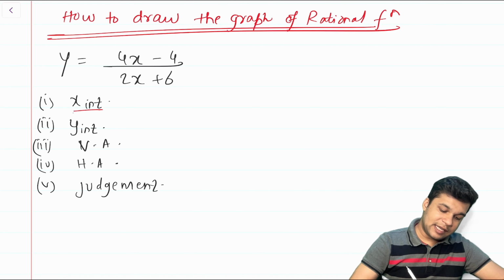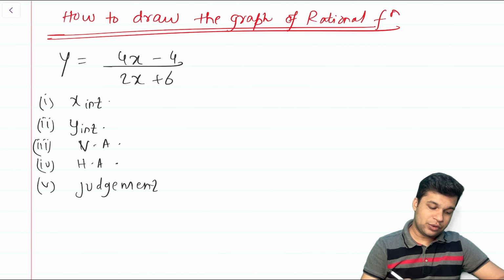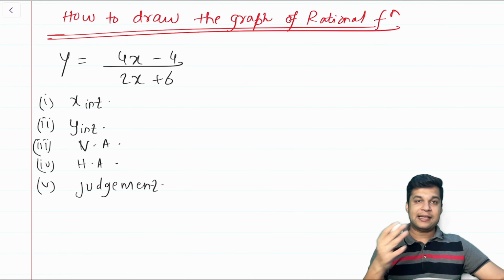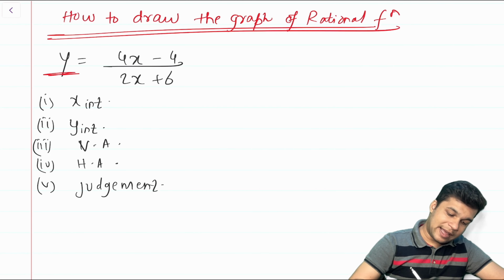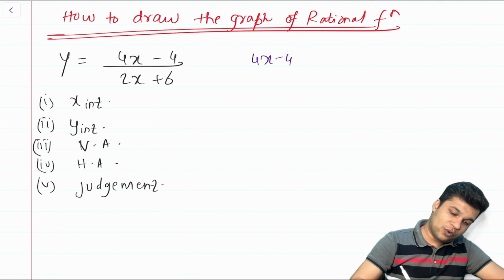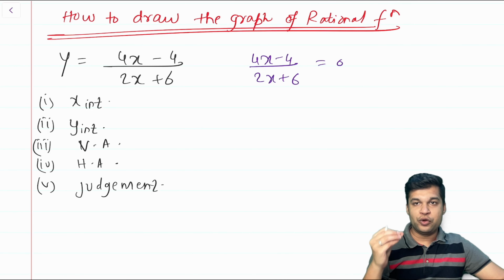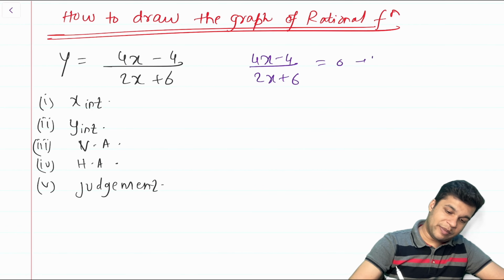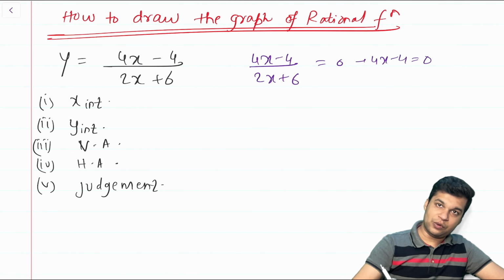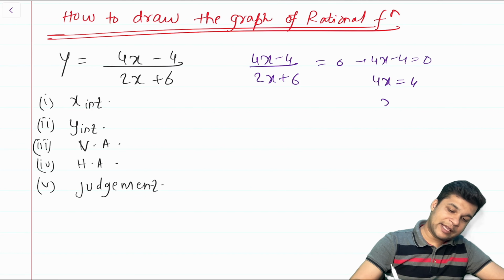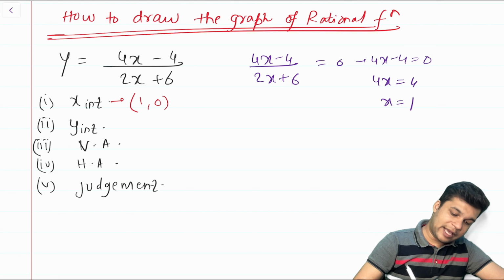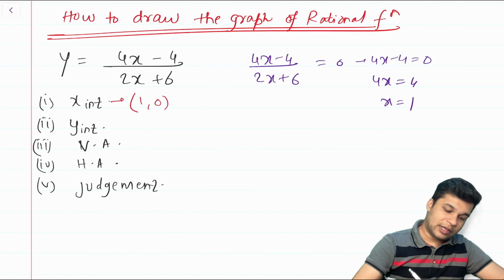How to find the x-intercept? Guys, you substitute y as 0. So when you substitute y as 0, you get 4x minus 4 divided by 2x plus 6 equal to 0. Whenever a fraction is 0, the numerator is equal to 0. So basically 4x minus 4 will be equal to 0. So 4x will be equal to 4, x will be equal to 1. So your x-intercept over here is (1, 0).